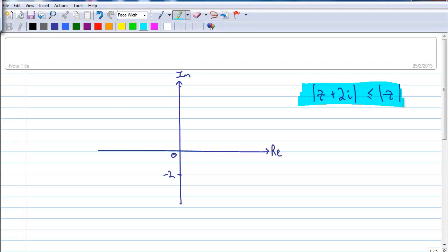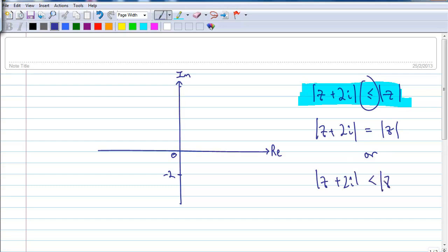I want to find modulus of z plus 2i less than or equals to mod z, or rather I want to draw this locus. Now I will tell myself the inequality sign here actually just means modulus z plus 2i first of all equals to mod z, or modulus z plus 2i is less than mod z.